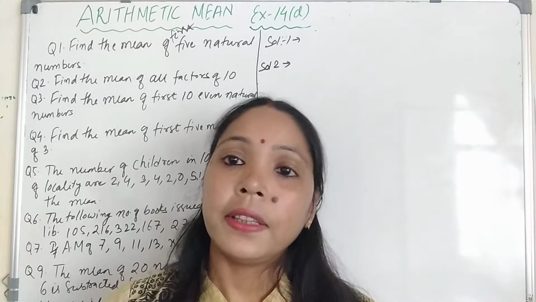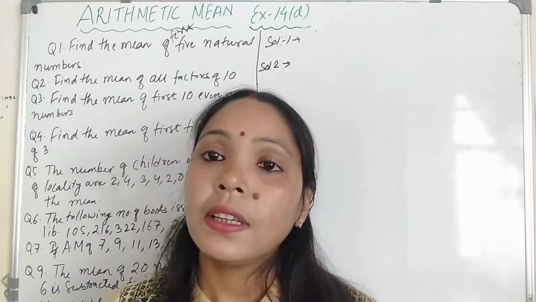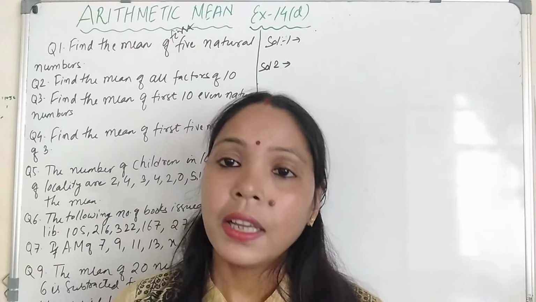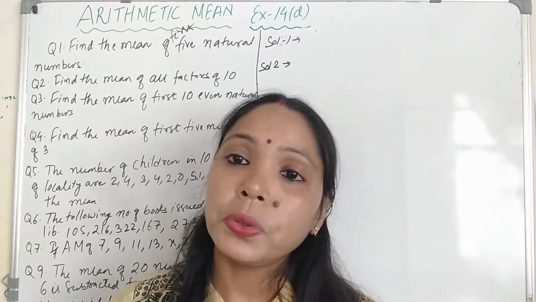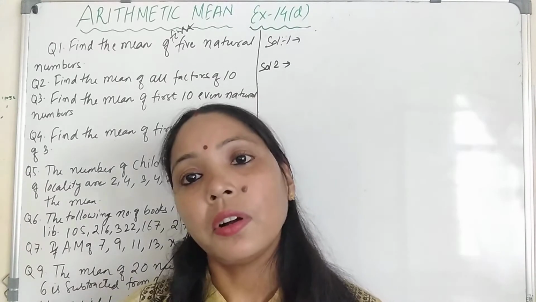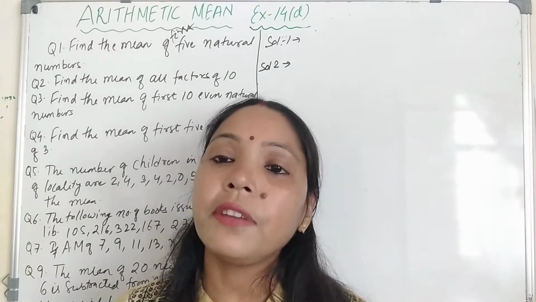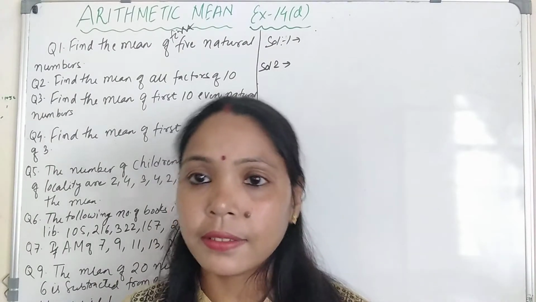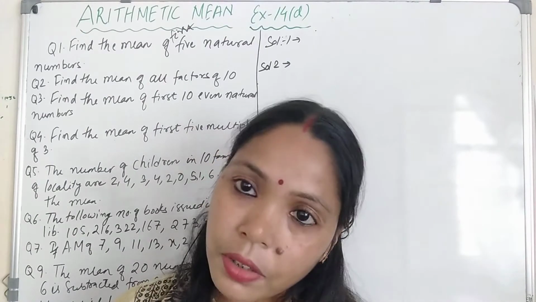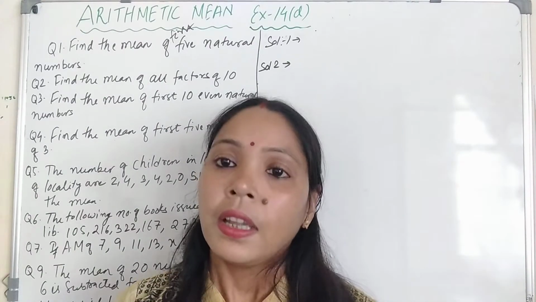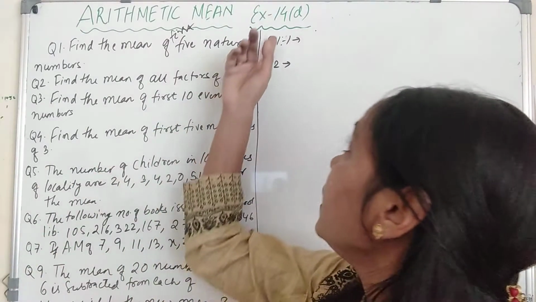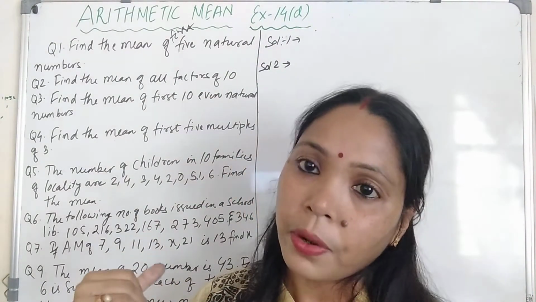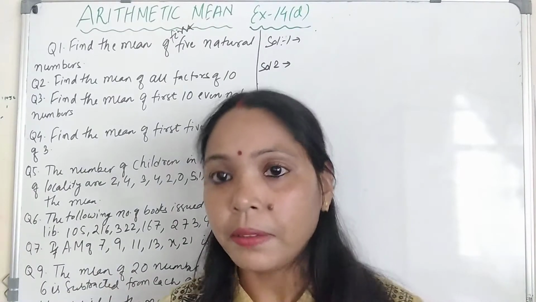Hello students, in this video we are going to discuss arithmetic mean. Arithmetic mean means the sum of the observations divided by the total number of observations. It means if the observations are given, you have to add all the observations, then divide by the number of observations. And in exercise 14D, you have to do all the questions with this formula of arithmetic mean.